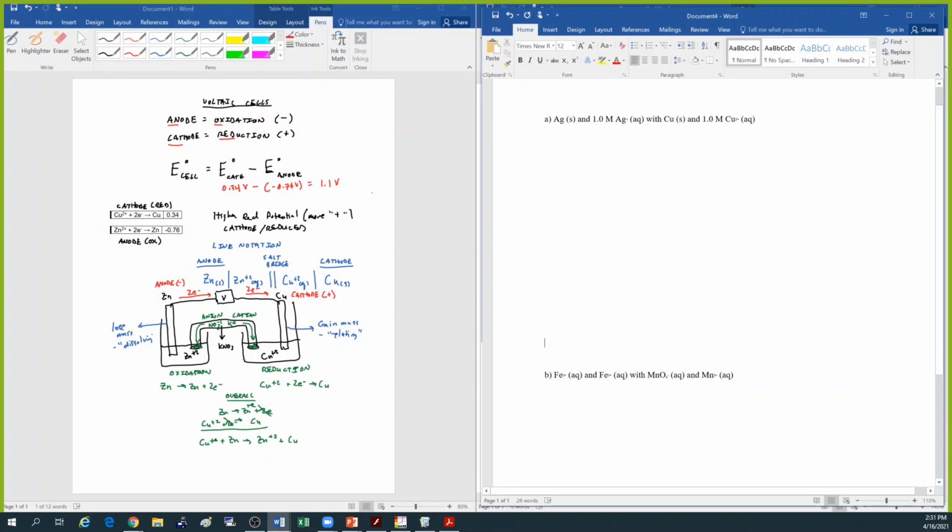Okay, so go a little bit prettier. Go through the whole process of figuring out the cell, label everything like I labeled here. Just pretty much mimic this process for both of these. But I'm going to tell you one important difference.